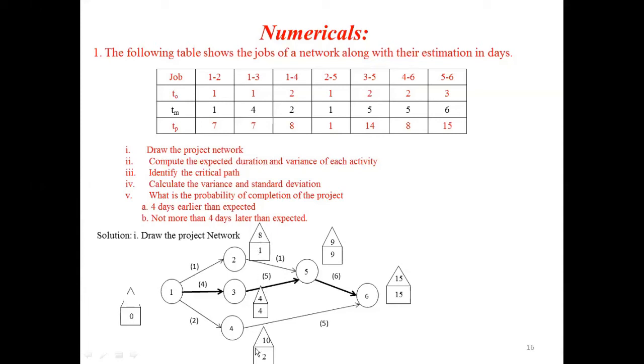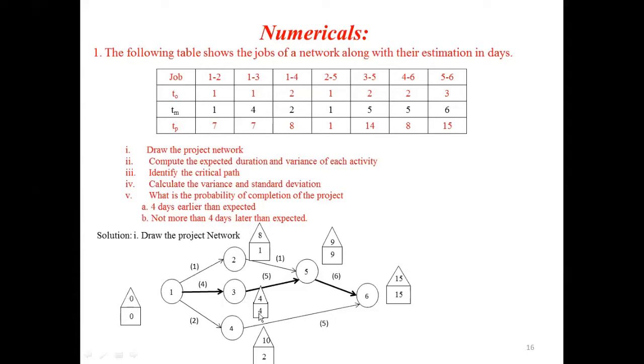Then after filling for nodes 2, 3, 4, we have to fill for node 1. For node 1, we have 3 arrows which are going outward. If I consider from node 2, 1 minus 1, we get 0.